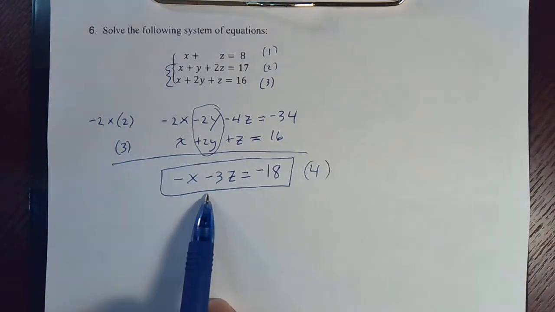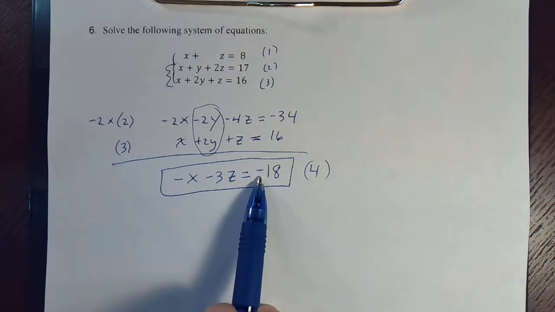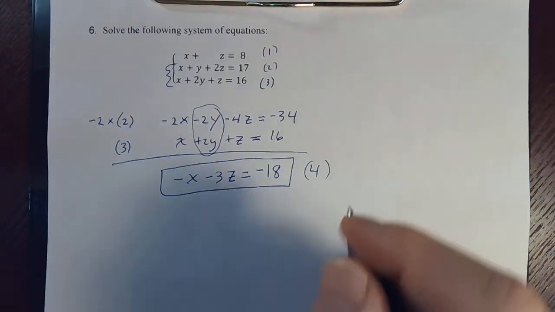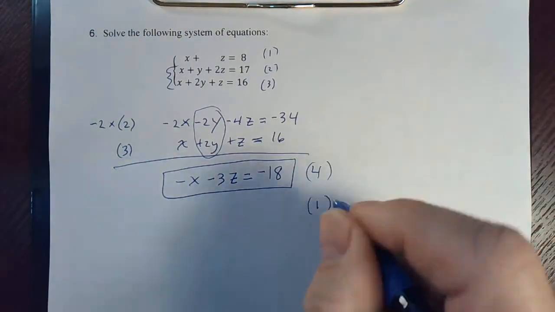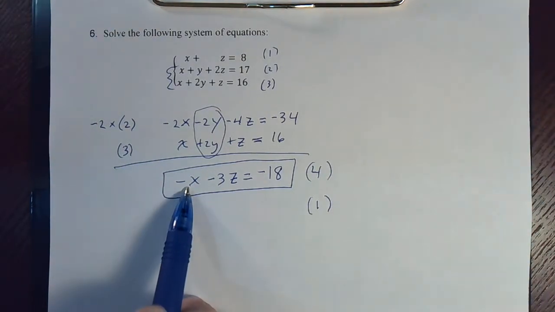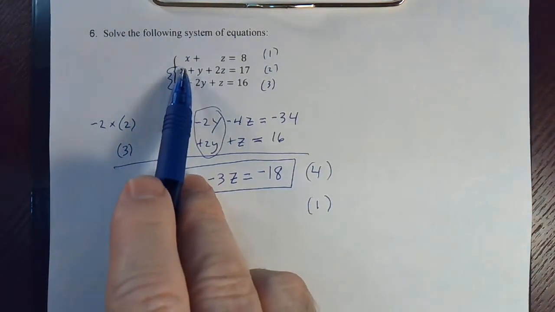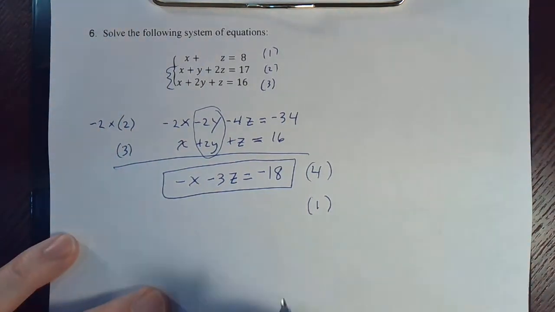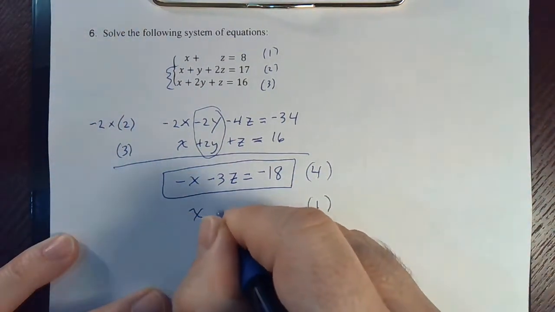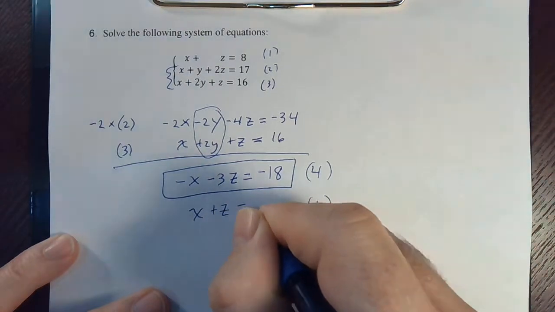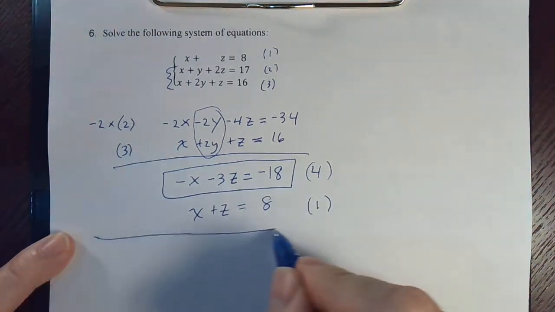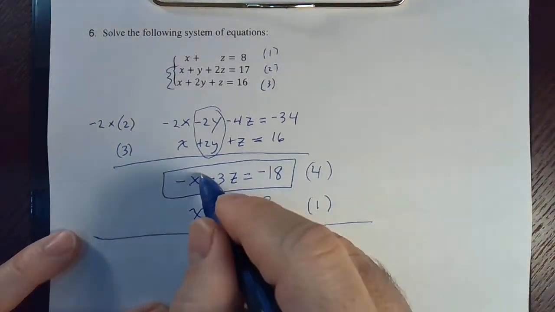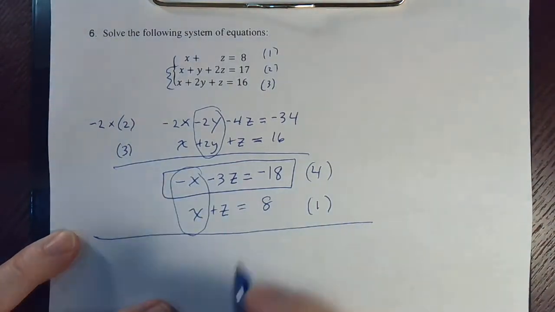And let's see what we get. We've got this, and we've got equation number 1, which I'm going to write right underneath it, because notice I've got a negative x here, and I have a positive x there. When we add the equations together, we'll be able to eliminate x. x plus z equals 8. Add them together. That drops out.